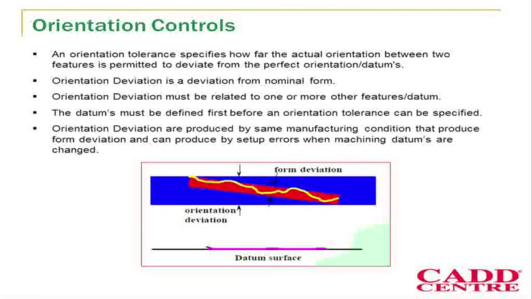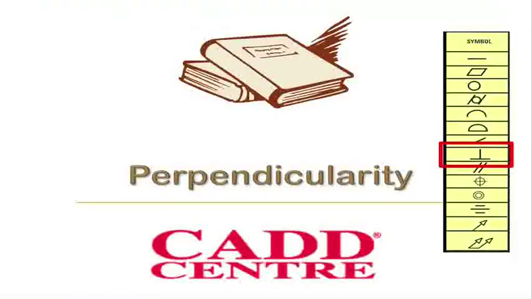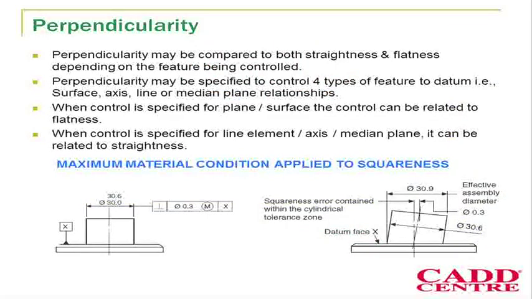Orientation deviation must be related to one or more other datums. The datums must be defined first before an orientation tolerance can be specified. Let us discuss the first orientation condition, which is perpendicularity. The perpendicularity can be compared to both straightness and flatness depending on the feature being controlled.